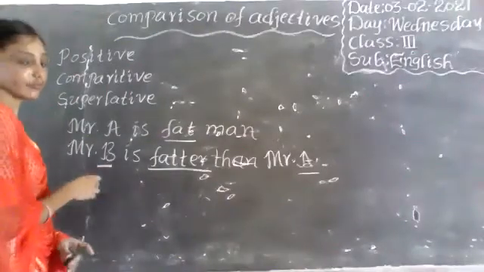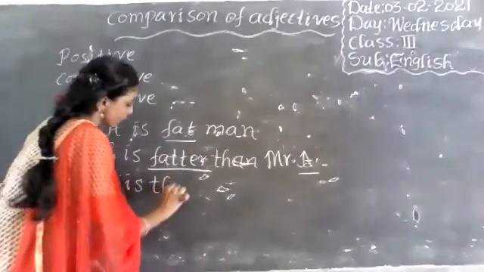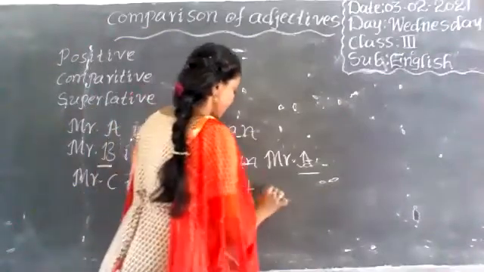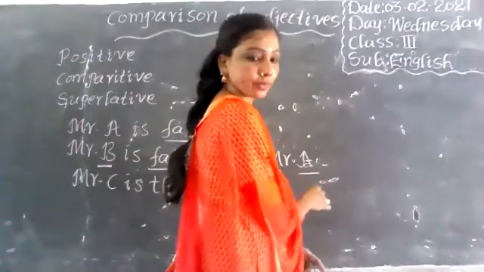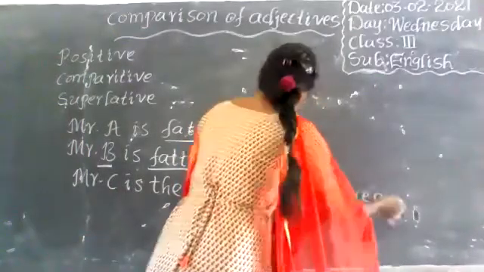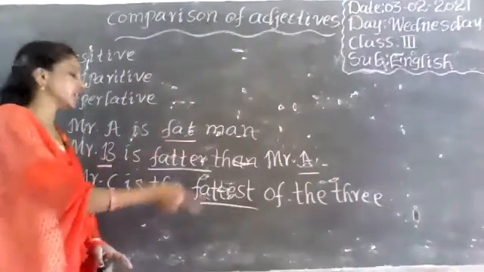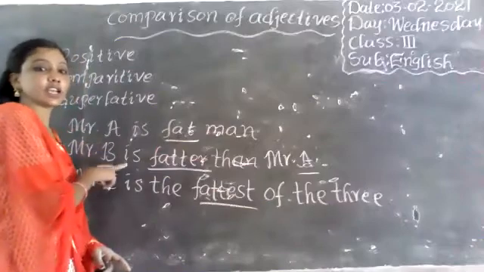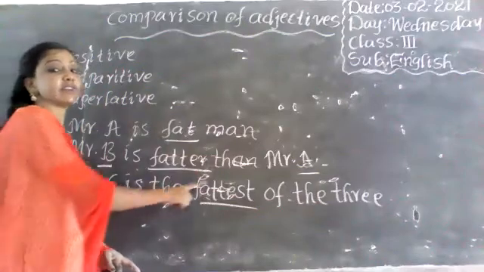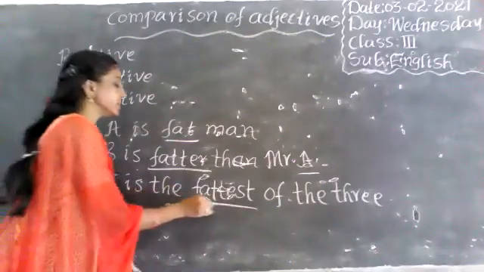One more I'll write. Mr. C is the fattest of the three. Look at here, fattest. So here, Mr. C is the fattest of the three. He is fat. Mr. A is fat. What is Mr. B? Mr. B is fatter than Mr. A. But here, Mr. C is the fattest of the three. So here, this is superlative degree.